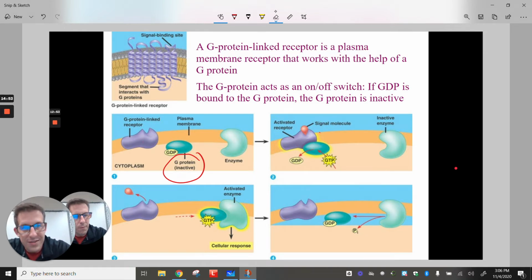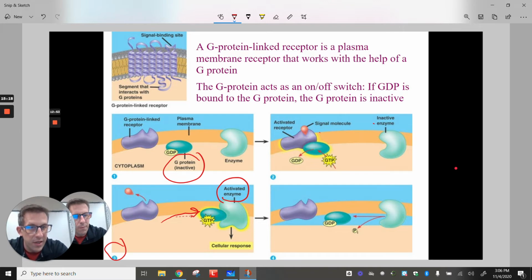Now, if you remember, I said that a molecule that is active will then go activate something else. It'll turn something else on. It'll change something else. And that's what we see happen in picture 3 here, down at the bottom. G protein, now that it's all energized and active, is going to mosey its way across the lip of the cell membrane here, and it's going to activate this enzyme right here.